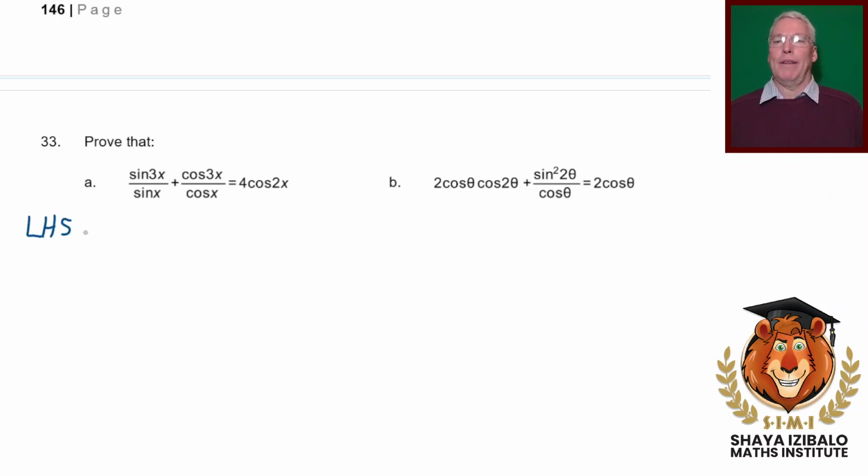So let's work with the left hand side here. All right, and we've got to try something. Now, an important idea is that on the right hand side there's only one term. On the left hand side there are 2 terms. So in fact, what we're going to do first, we're going to try and add these 2 fractions. Right, now the common denominator that we'll use is sine x cos x. So there's the first fraction.